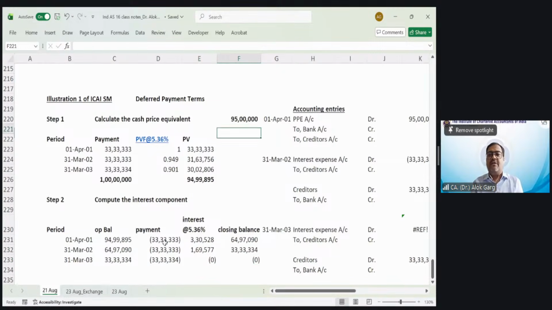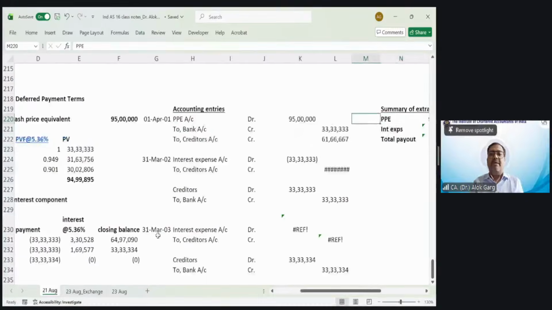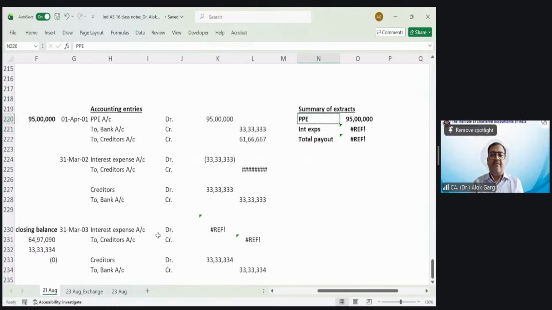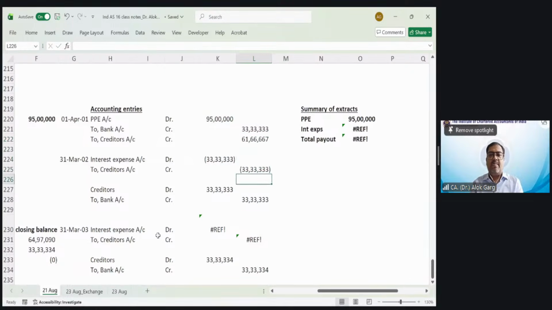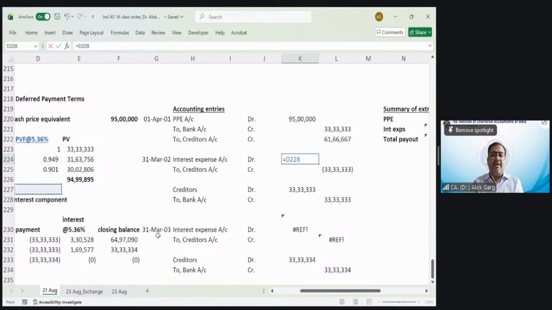Right. So what is my accounting entry? PP account debit 95 lakh, to bank account 33,333, to creditor account 61,66,667. Okay. Now on 31st March, interest expense account debit to creditor account. What is my interest expense? My interest expense is 330,528.